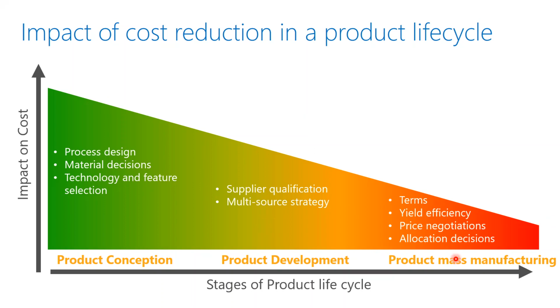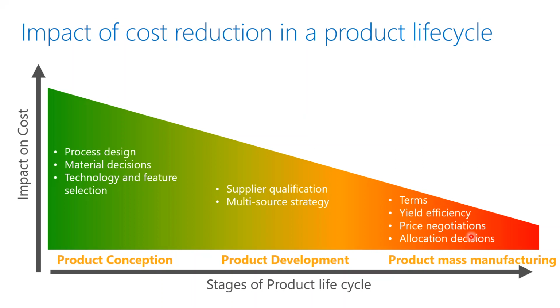The third stage is the product mass manufacturing. In this stage your suppliers are finalized, your design specifications are finalized, and now it is just a matter of mass manufacturing. The supplier keeps on producing the material and delivering to you. In this stage of product mass manufacturing, your bargaining power is very less. Basically the impact of cost reduction is not too significant.